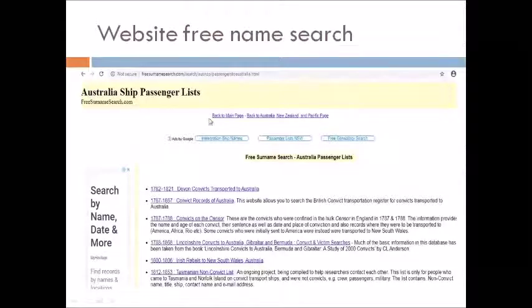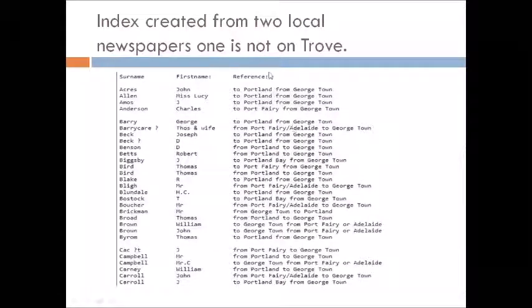So free name search has a category for Australian ship passengers lists, all sorts of things. Some of them might only be for a couple of years, some are for a long time frame, obviously quite a bit for convicts. It's fully searchable. This one here is a list of people who are travelling between Portland, Georgetown, which is Launceston, and Port Fairy and Adelaide. But it's been made out of two newspapers. It was created from, says she looking at her notes, because I can't remember the name, Portland Guardian and the Belfast Gazette. Now, the Belfast Gazette was Port Fairy, and that's not been digitised. It's not at TROVE. So if you've got people that were maybe in Tasmania and were coming backwards and forwards, you could find them here.